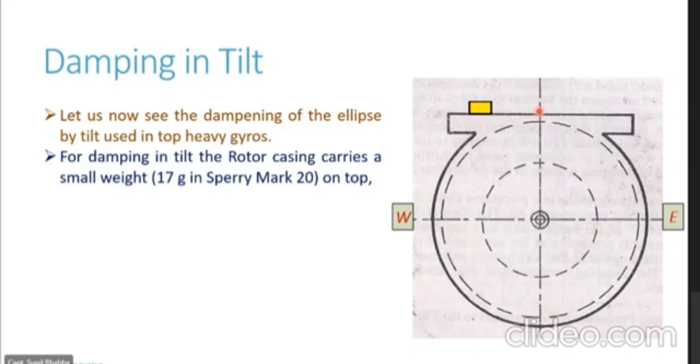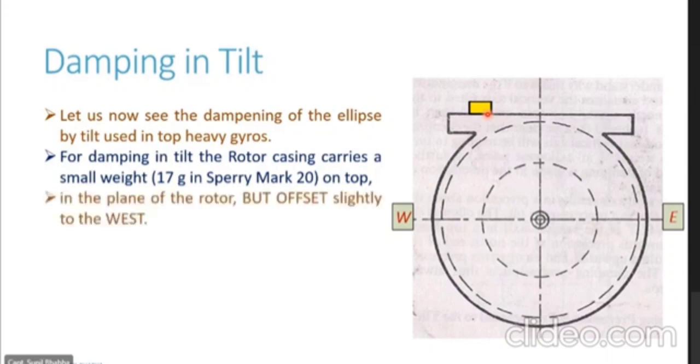In fact, that weight, to be specific, is about 680 grams. And the weight which we are placing now, the weight highlighted in yellow color, is much smaller and it weighs only 17 grams. So the rotor casing carries this small weight, 17 grams, on top. It is exactly in the same plane as the rotor.